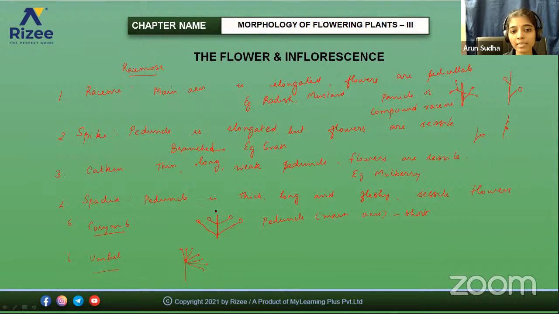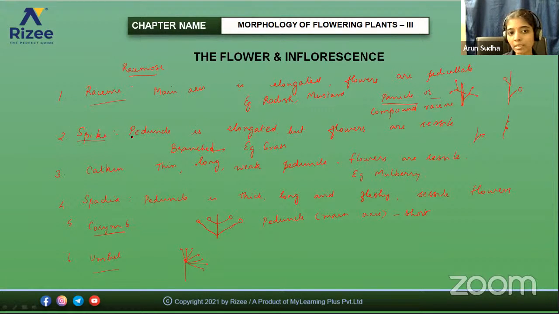In all these cases, the common feature is they are arranged in the acropetal order. That is, the older flowers will be at the bottom and the younger flowers will be at the upper side. And another main feature here is that the main axis will continue to grow, so it is elongated. So the different types of arrangement are raceme, where the main axis is elongated and the flowers are pedicellate. And there is also another example, compound raceme, which is also called panicle. So here it exists in the form of branches.